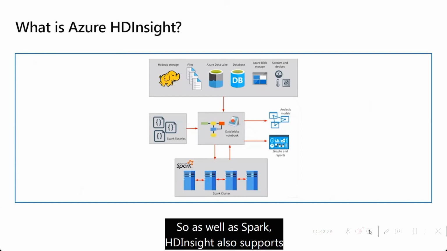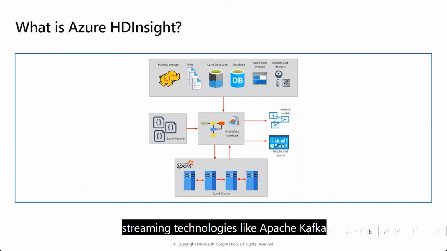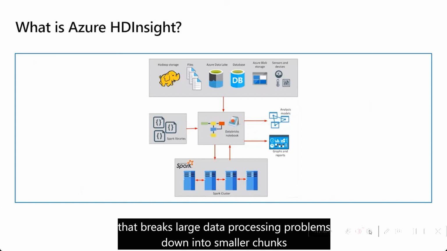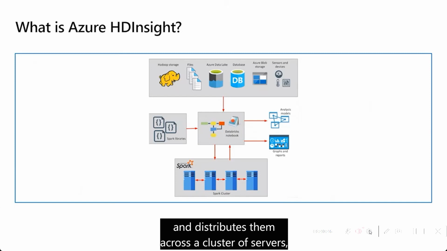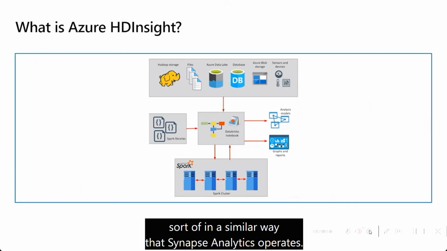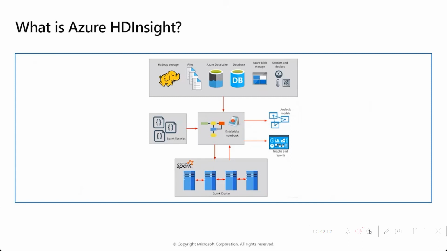As well as Spark, HDInsight also supports streaming technologies like Apache Kafka and Apache Hadoop. Hadoop is an open source framework that breaks large data processing problems down into smaller chunks and distributes them across a cluster of servers, sort of in a similar way that Synapse Analytics operates.